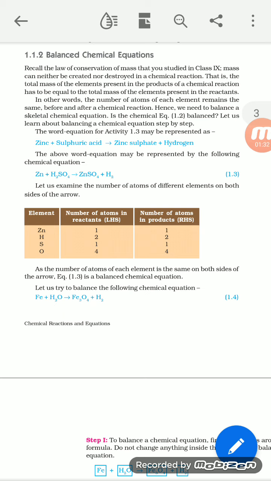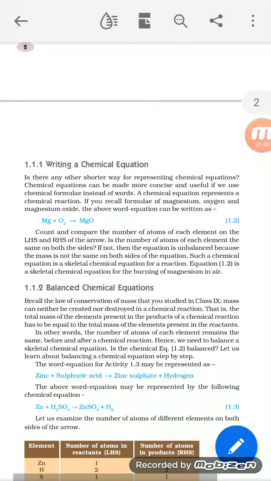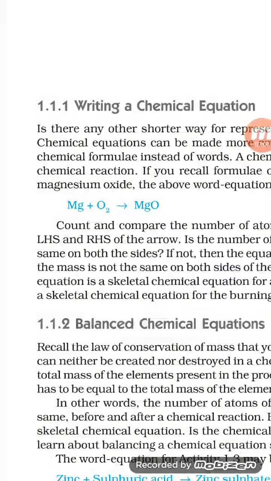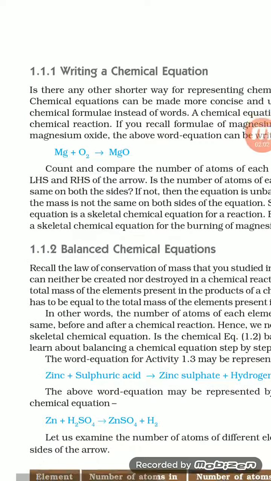In our last class we discussed what a skeletal equation is. Look at chemical equation 1.2, a skeletal equation. Is it balanced or not? It is unbalanced. Here we see one magnesium, and here also one magnesium. There are two oxygen in the reactant, but in the product one oxygen, so it is not balanced. So how can we balance it? Let's see.